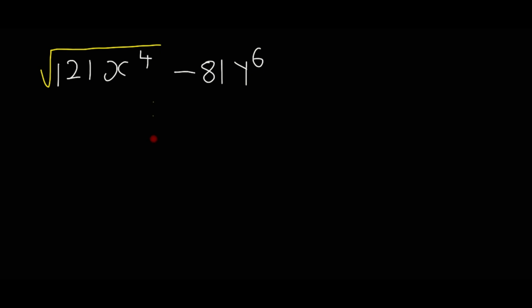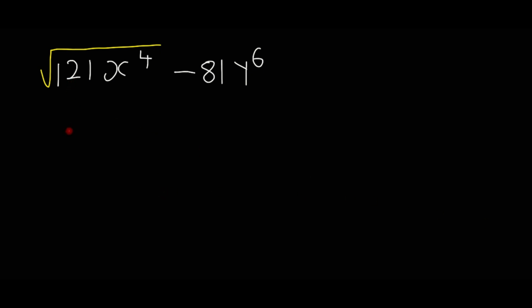And then what if we have 121x to the power 4 minus 81y to the power 6? Remember, we have two terms, and those terms are separated by a minus, so we check that those terms are perfect squares. So we need the square root of this term.